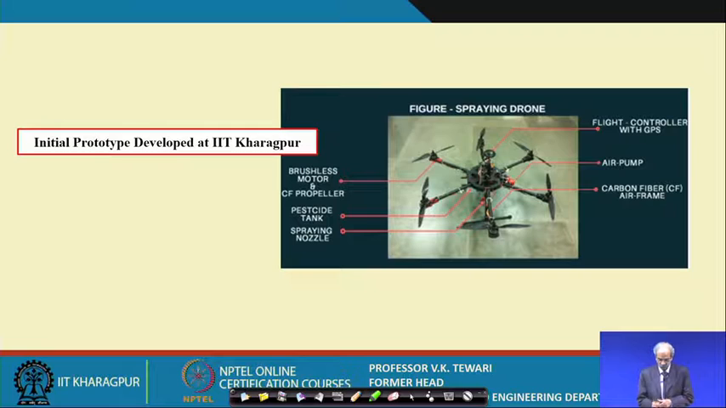The flight controller is over there, then there is an air pump, then the carbon fiber airframe, then the spraying nozzle which is given here, then the pesticide tank which is connected, and the brushless motor with CF propeller. These are the three propellers, and all details are shown over here. Now, let us have a look at how it works.